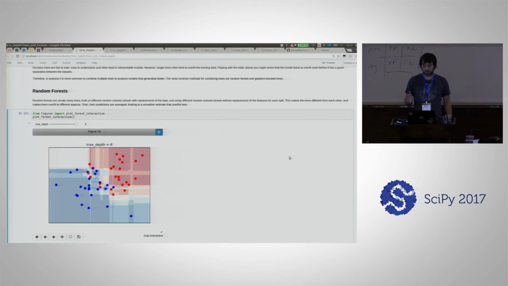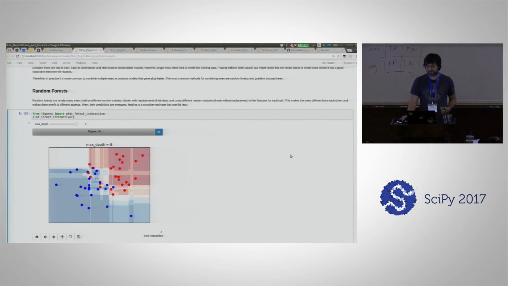The second way in which the trees are different is that in each node in the tree, we only consider a subset of the features to split. That basically just adds some noise or randomness into the process and makes sure the trees are sort of different. So all the trees still overfit, but they overfit in different ways, and if we average them, everything is fine.